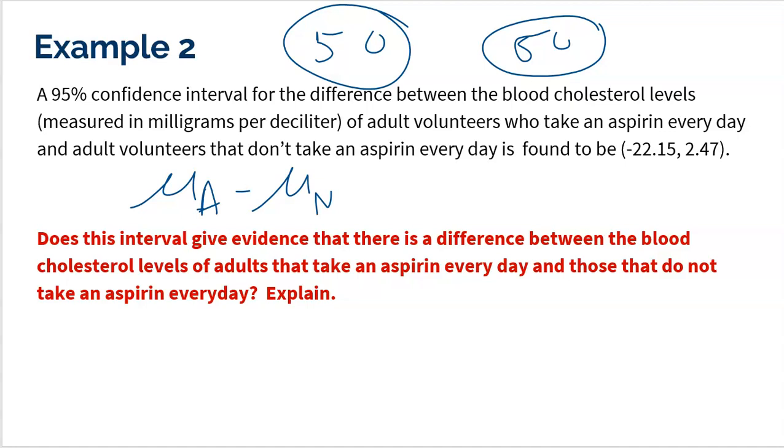So again, we looked at the mean from our sample of 50 that took an aspirin every day. We looked at the mean from our sample of 50 that did not take an aspirin every day. And we got an interval that was negative 22.15, 2.47. Now the negative means that the non-aspirin group would be more. They had a blood cholesterol of 22.15 more. Their blood cholesterol was more than the aspirin group. And the positive 2.47 tells me that the aspirin group could actually be 2.47 more than the non-aspirin group.